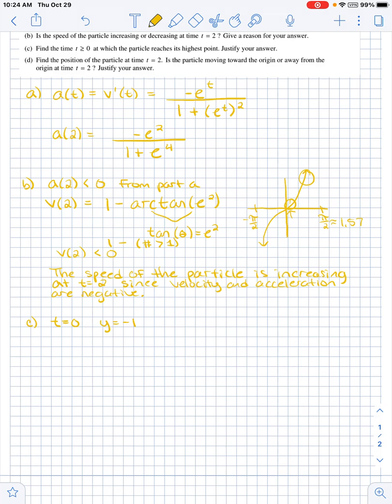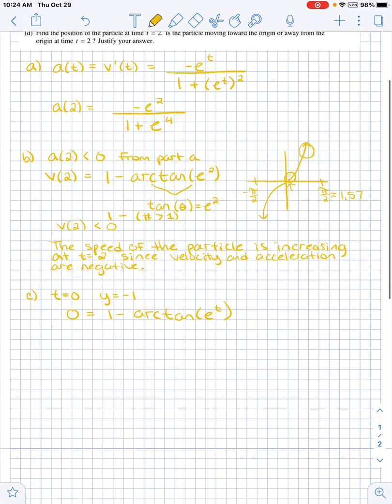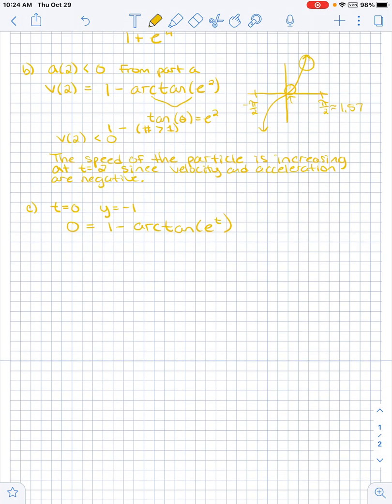So what we're going to look for, and very few of you did this, we're going to look for the critical number. And the critical number is where the derivative is equal to 0. So the critical number is where 1 minus the arctangent of e to the t equals 0. That's the derivative. And some of you started to get here and then things got a little crazy.